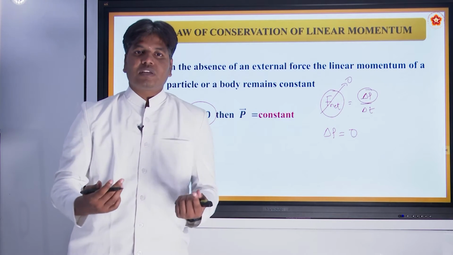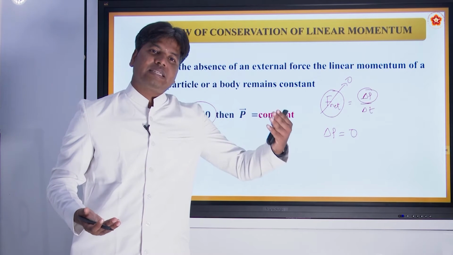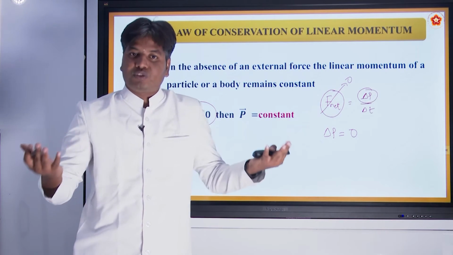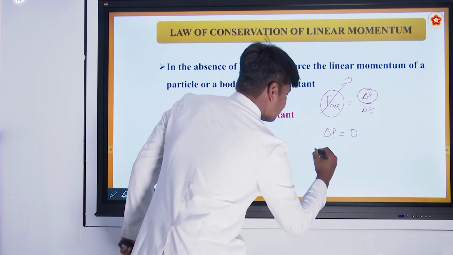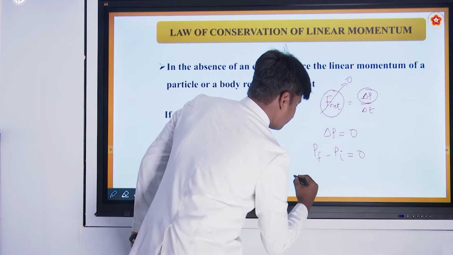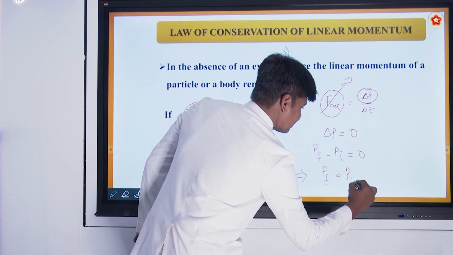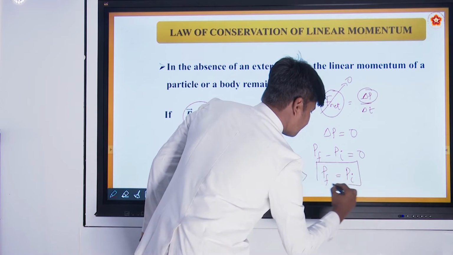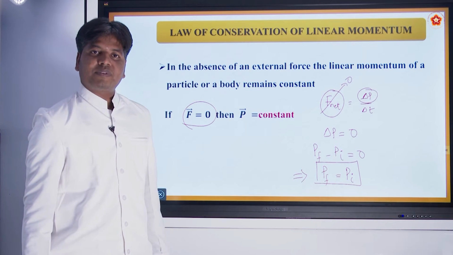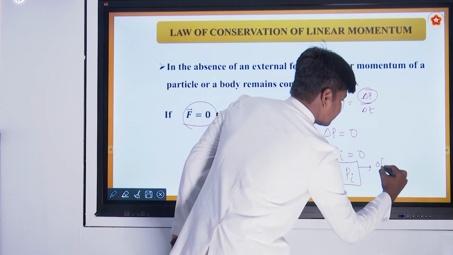Change in momentum is 0 means there is no change in momentum. That means if there is no change in momentum, initial momentum of the system is equal to final momentum of the system because there is no change, right? We can also write final momentum minus initial momentum is equal to 0, which implies P final is equal to P initial. This is the law of conservation of momentum, right? Momentum is not changing of the system. Everything I am telling is of the system.